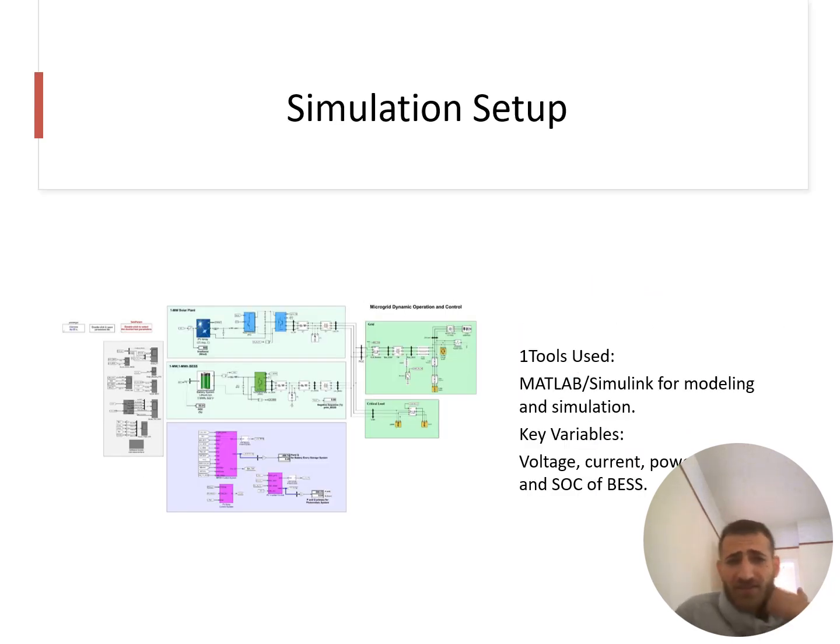So our system uses one main application, MATLAB Simulink, for our modeling and simulation. The key variables monitored during the simulation include voltage, current, output power, and the state of charge of the battery. This setup allows us to accurately model the dynamic behavior of the microgrid under varying conditions.